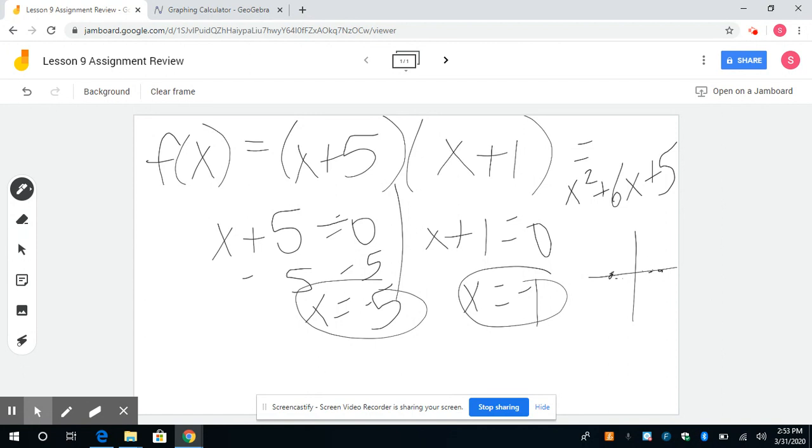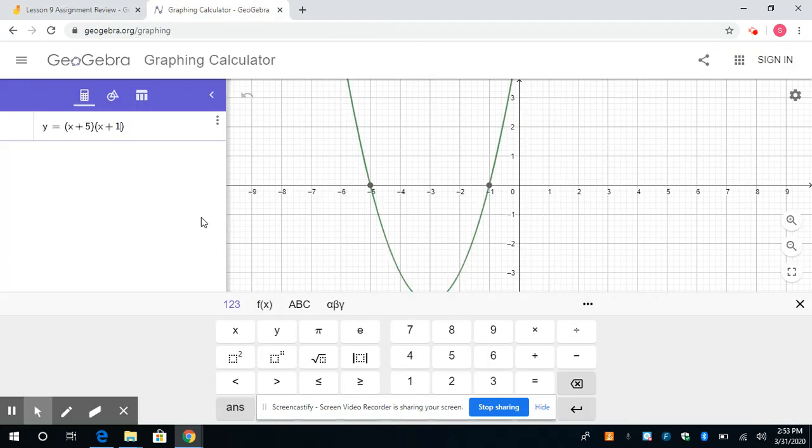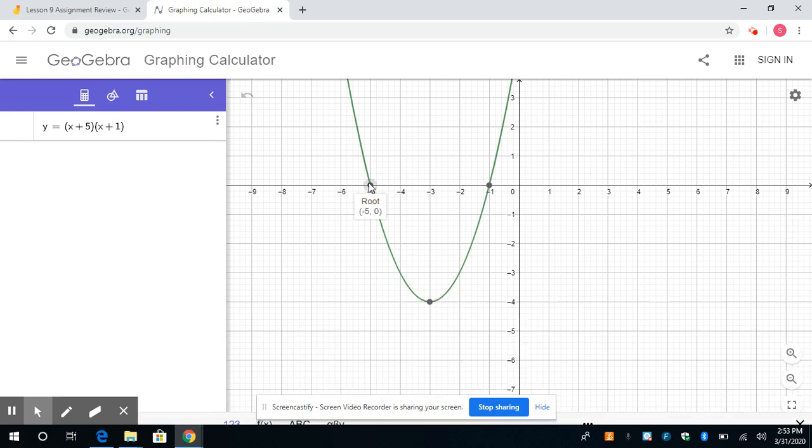Okay, so that's all I know so far. If we were to graph this, you can do this on your calculator or you can use the GeoGebra graphing calculator. I put this right into the graphing calculator and it shows me that I am right, that the roots, and they do call them roots on here, which is cool, are -1 and -5. It's where it crosses the x-axis.